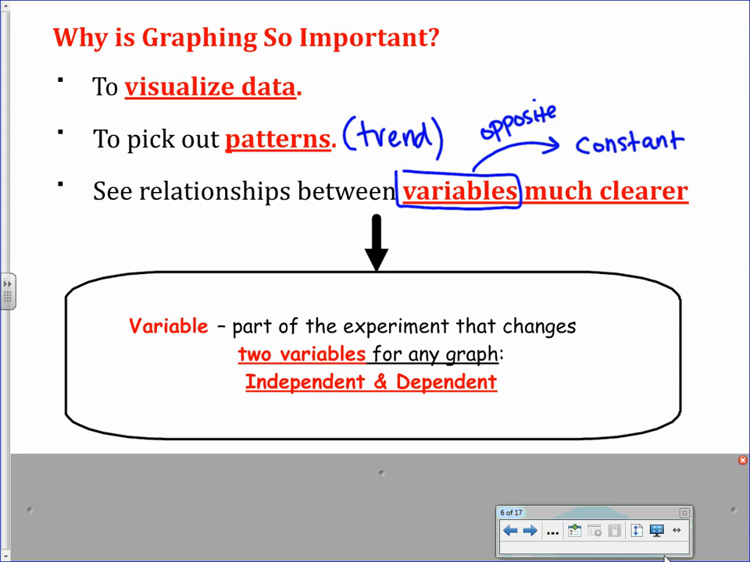And what you're looking at is, I want to see the relationship between these two things. I want to see if this thing will affect something else. And that's the whole basis of doing an experiment. Okay, so moving forward from here, you have two variables. You have your independent and dependent variable.